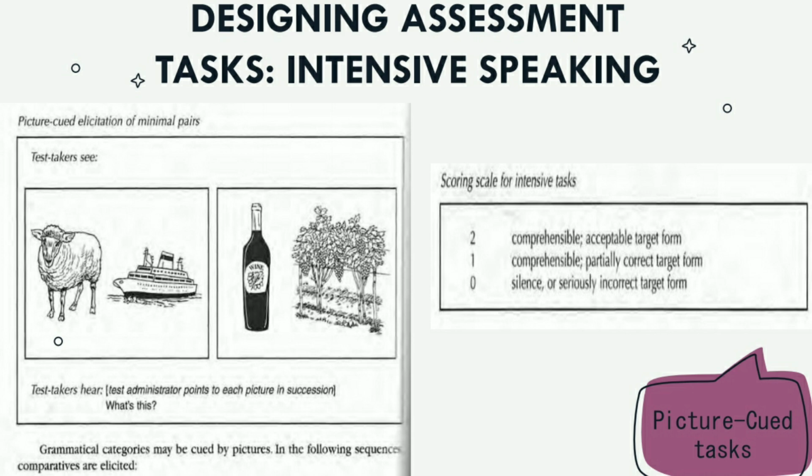Another way of assessing intensive speaking performance is the picture cue task. Pictures may be very simple, designed to elicit a word or a phrase. Some are more elaborate and busy, or composed of a series that tells a story or incident. Okay, here is an example of the picture cue task. This is an example of an intensive speaking picture cue task.